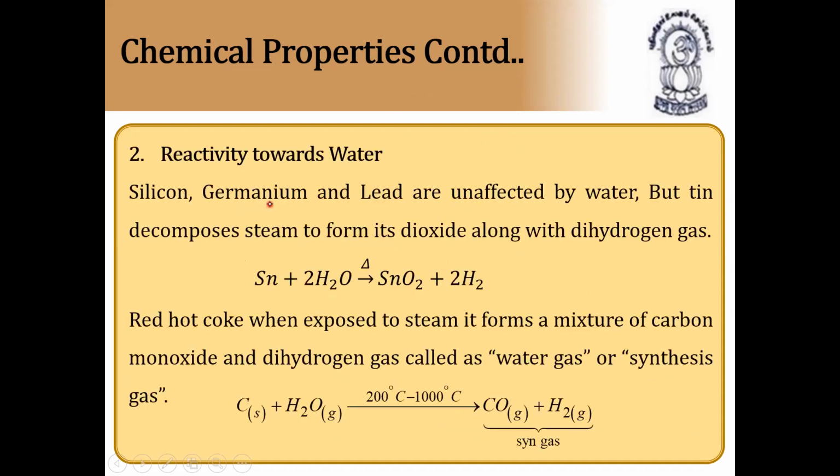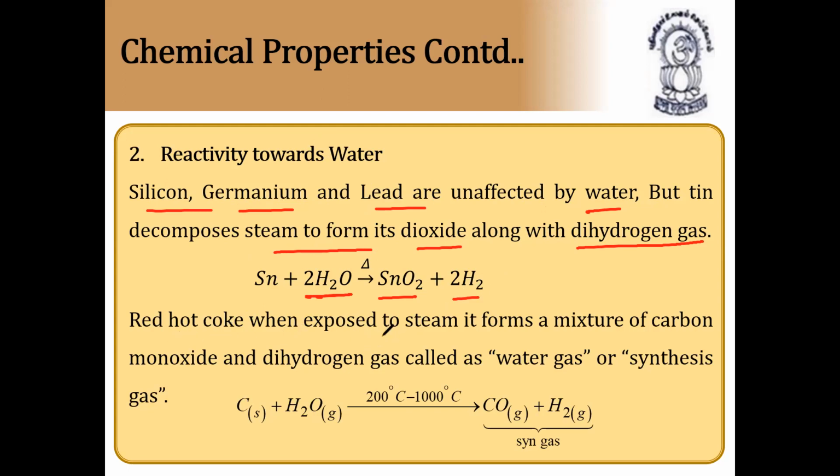Reactivity towards water. So chemical properties, reactivity towards water. Silicon, germanium, and lead are unaffected by water. These are unaffected, meaning water will not combine with silicon, germanium, and lead. But tin decomposes steam, only steam, meaning water in steam form, to form its dioxide along with dihydrogen gas. So it forms tin dioxide along with hydrogen gas.